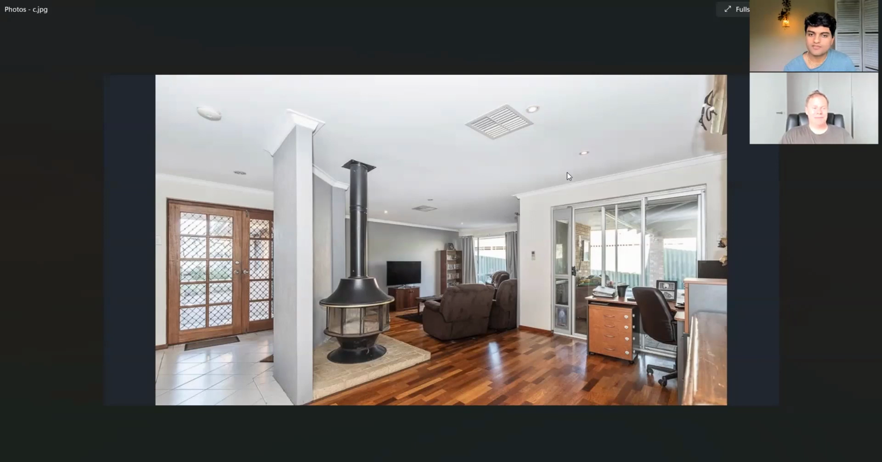I think it's very easy, because as you can see, the aircon and the power and the lights are all already there. It's just a matter of putting in a wall.